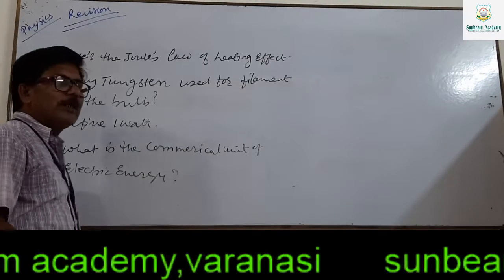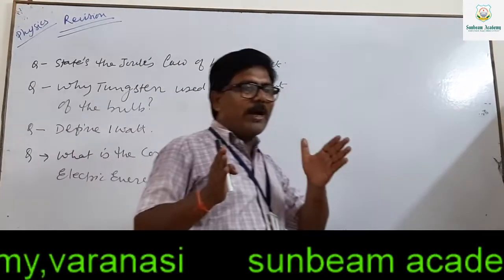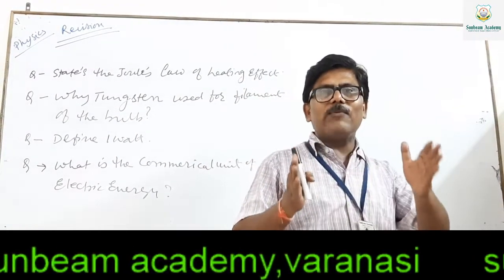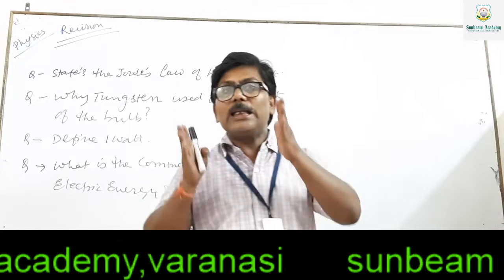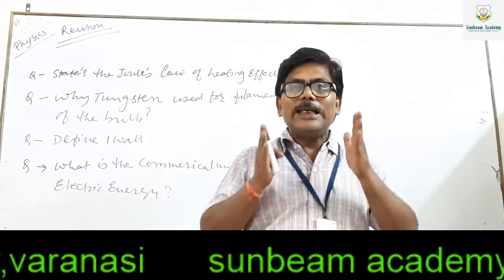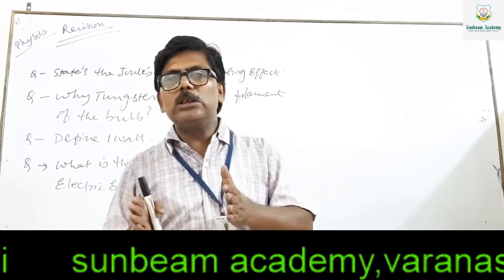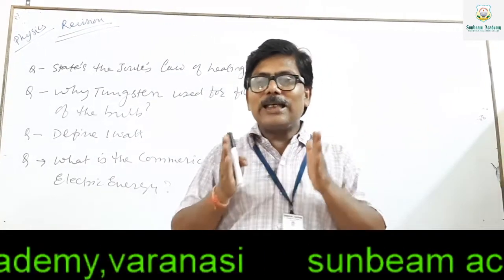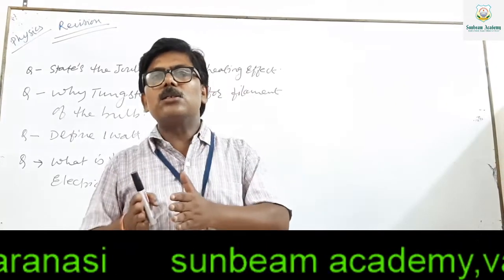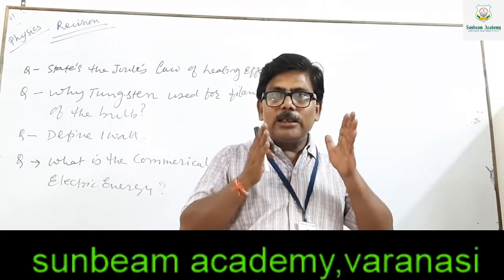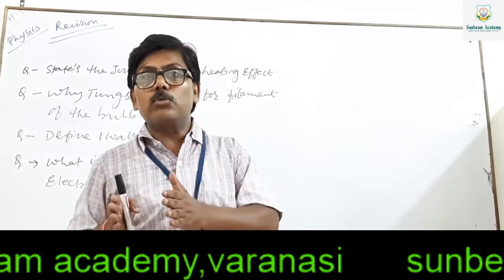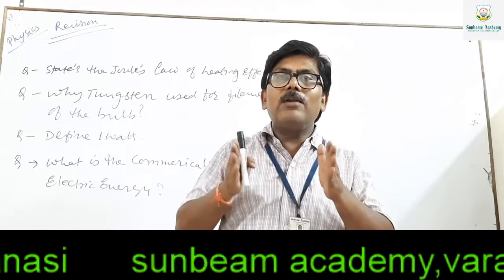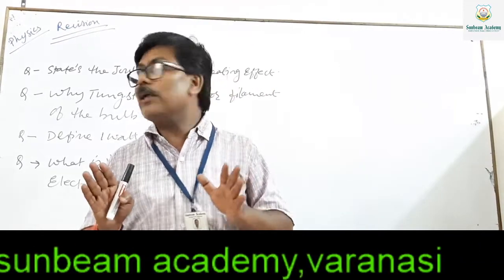State the Joule's law of heating effect. It is the direct question. You have to define Joule's law of heating effect. Heat produced in a conductor is directly proportional to the square of current flowing through it, directly proportional to the resistance of the conductor, and directly proportional to the time for which the current flows through the conductor. This is the direct question.